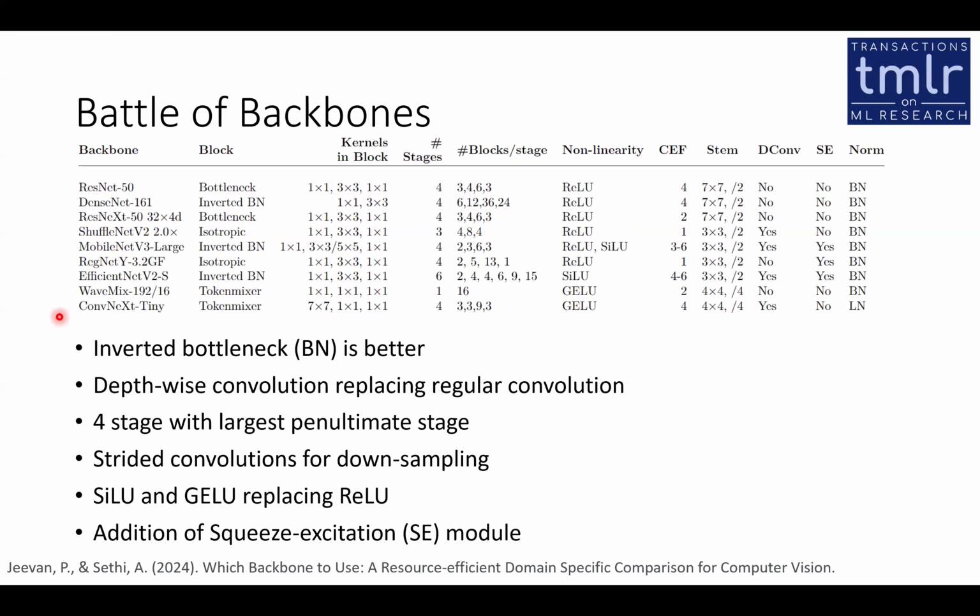And ReLU, especially in ResNet, was the most commonly used nonlinearity, but now SiLU and GeLU are increasingly being used. GeLU especially when you are using token mixers, because GeLU was the most common nonlinearity used in transformer-based architectures. Also, the addition of a squeeze and excitation module actually helps in boosting the performance of the model.